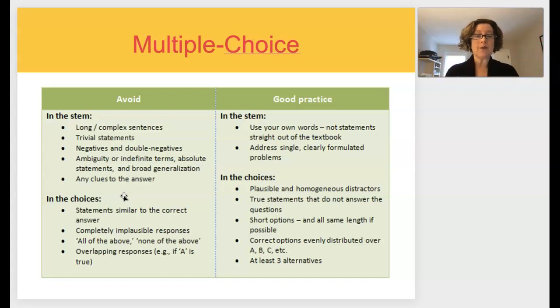Use true statements that do not answer the question, so it's linked to the question but doesn't actually answer it. Give them short options, all the same length if possible. Correct options should be evenly distributed over A, B, C. We often put the correct answer in C, because when we're writing it, we think, this could be a possibility, this could be a possibility, oh yeah, I've got to get the right answer in there. There's C, and then D is kind of the crazy outlier.